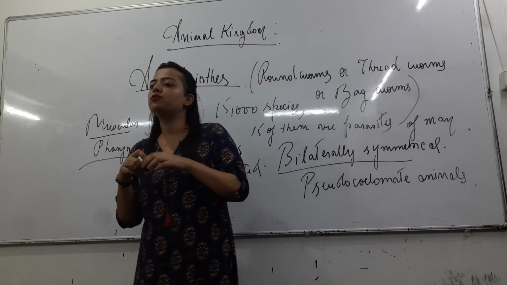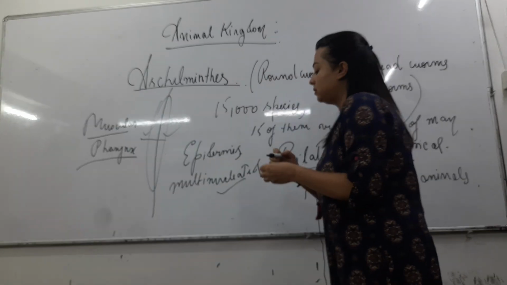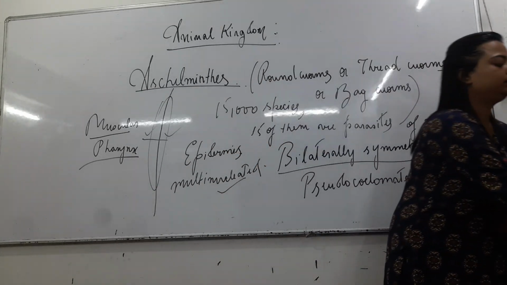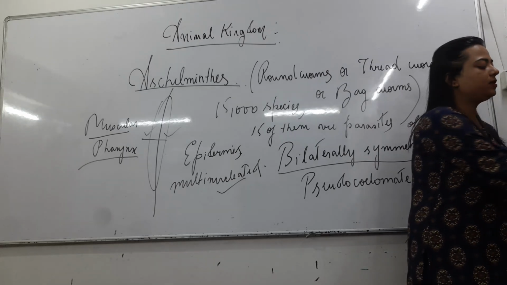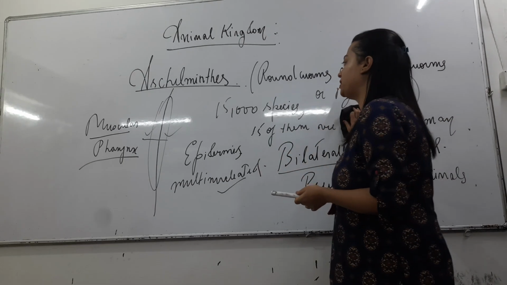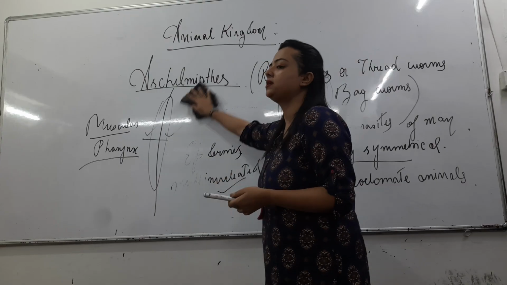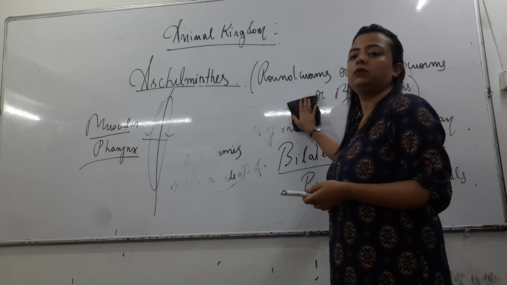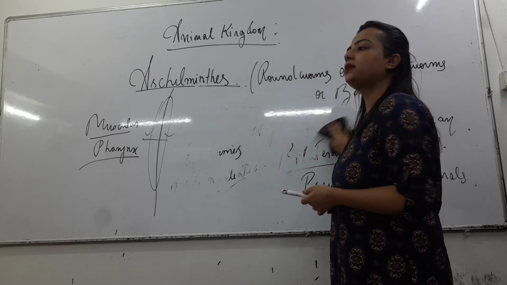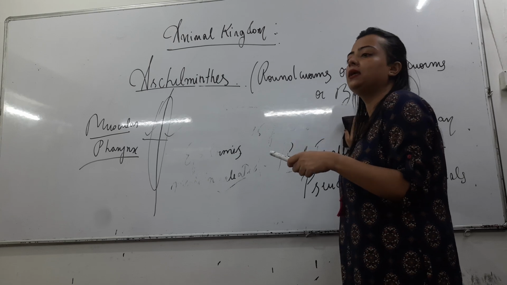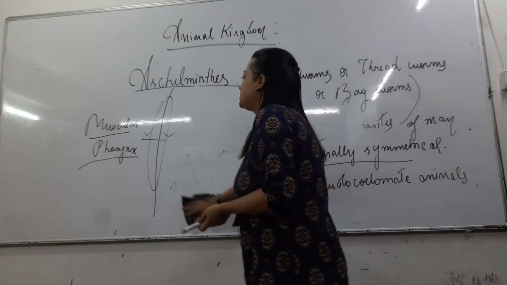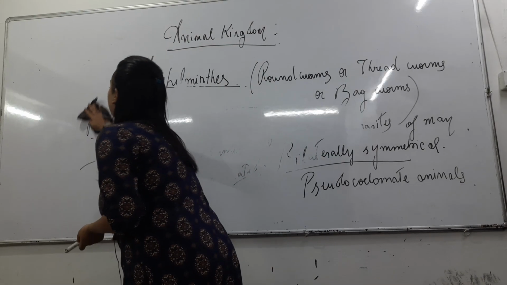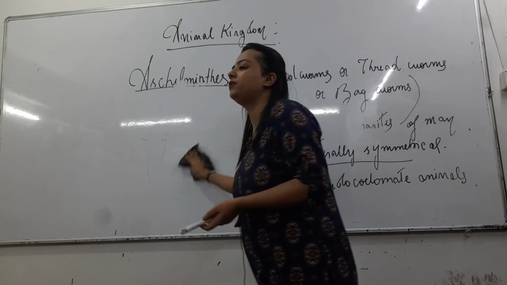Have you heard of dioecious and monoecious? Sexes are separate, as opposed to hermaphrodites. So human beings are dioecious, male and female are separate. Yes, we can differentiate between male and female. Same like that, the Aschelminthes are also dioecious. Male and female could be differentiated.